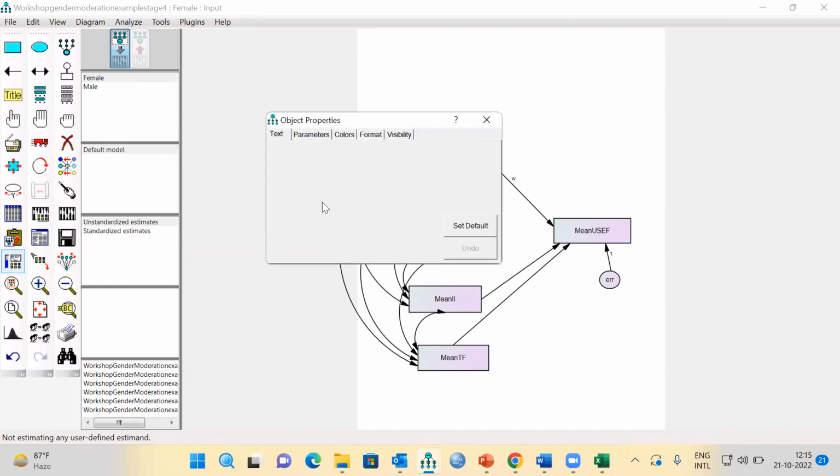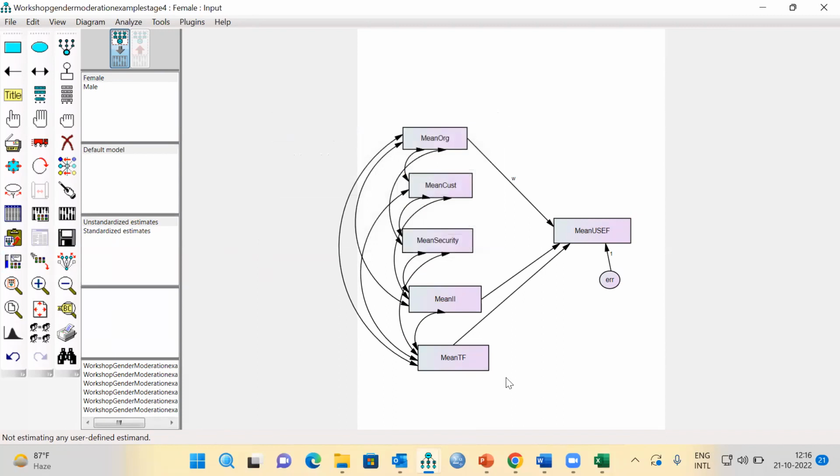Go to object properties and in the parameters put this regression weight. Just type it. Type as W, or W1, whatever you want to put. Don't type E. Anything else is okay because E it will take as an error. So generally we put W, that is best. And just put it like this. It will come for the same.